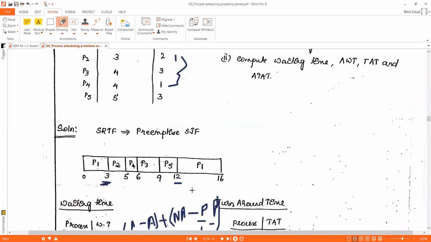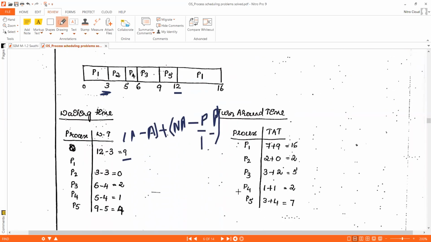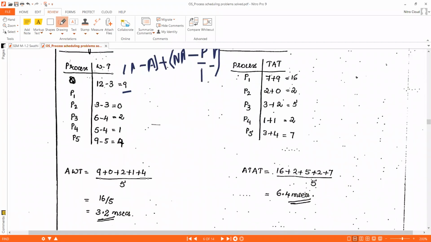Next, process 5, burst time is 3 milliseconds and its waiting time is 4 milliseconds. 3 plus 4, it is 7 milliseconds is the turnaround time for process 5. Now we'll find average turnaround time.